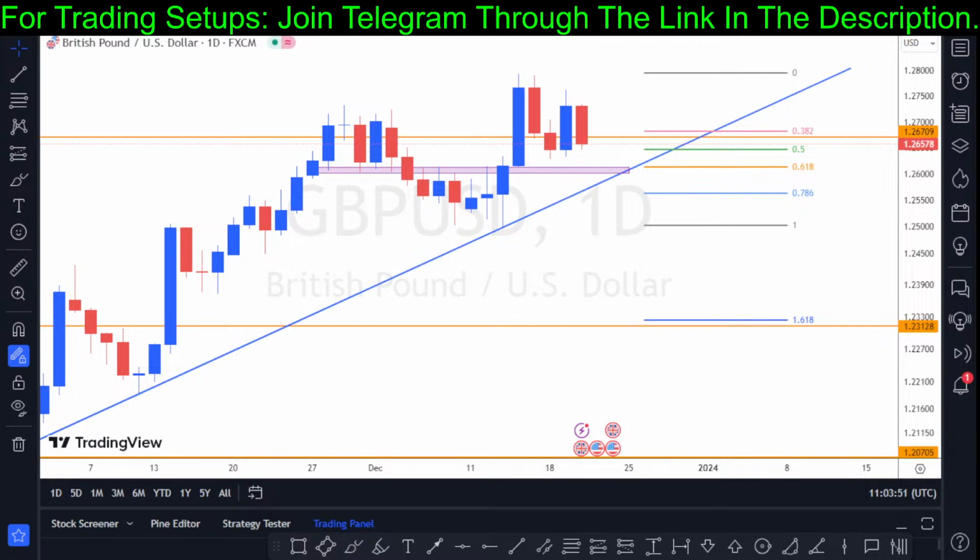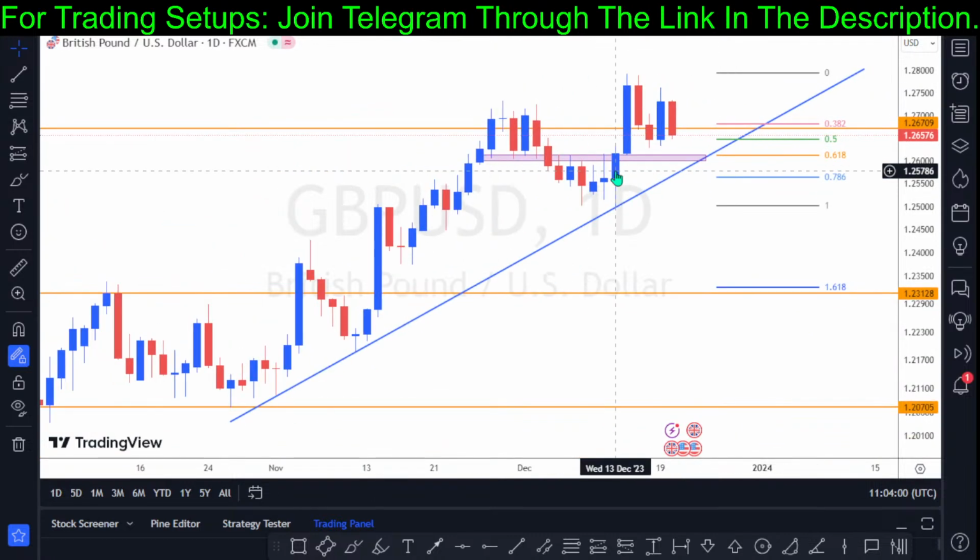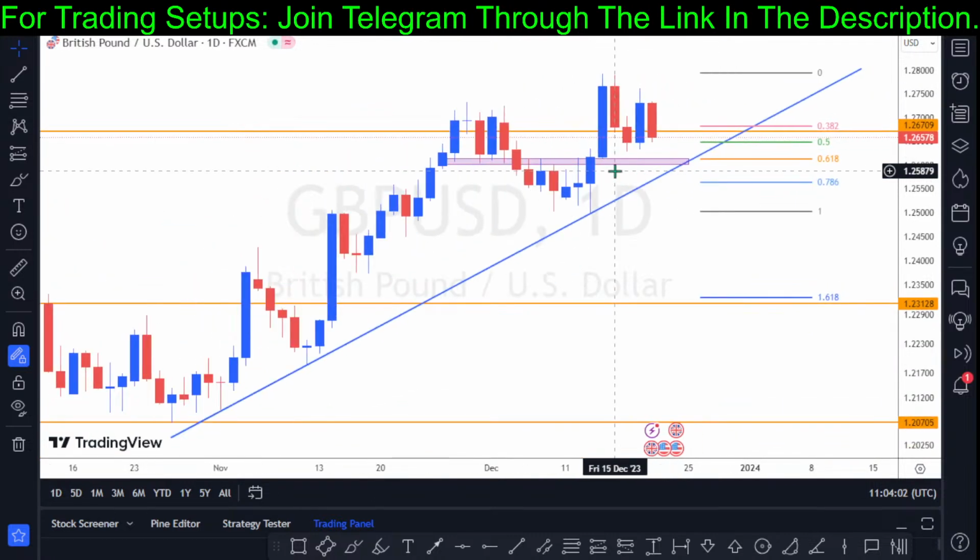This is my own personal trading plan. I want to see a pullback. I trade according to my plans. I don't just chase the market. If you trade the market without a plan, it means you are chasing the market. So I do not chase the market.